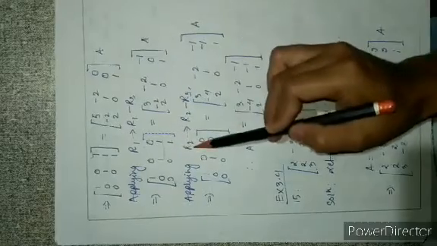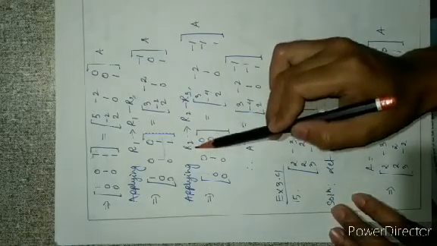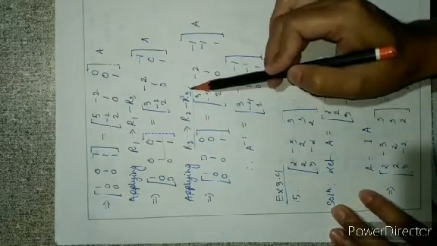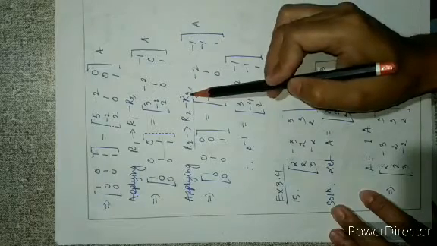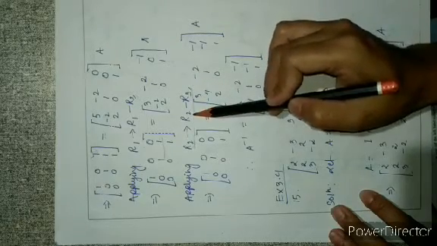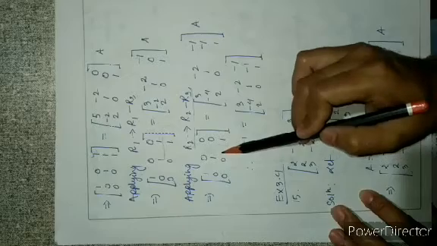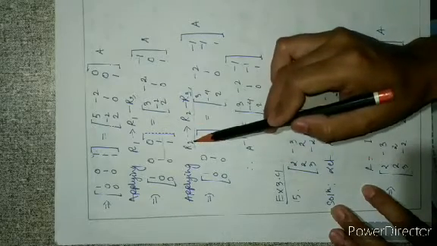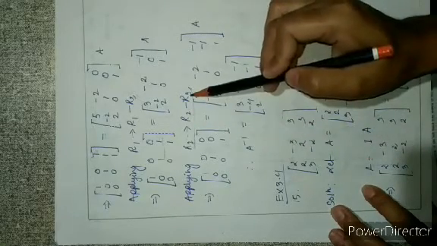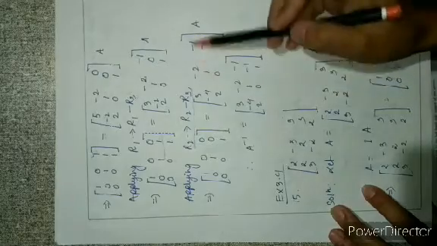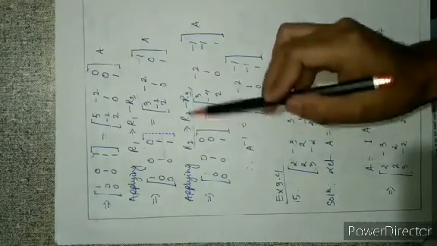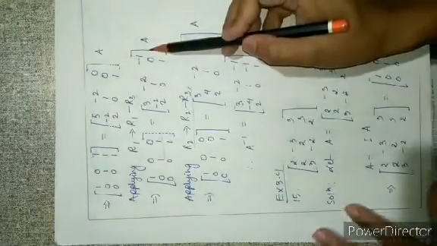Since this one lies in the second row, we have to apply the operator R2 tends to R2 minus R3. Subtract the elements of R3 from the elements of R2. The first row has elements 3, minus 2, minus 1. We have to apply this operator on the second row only.